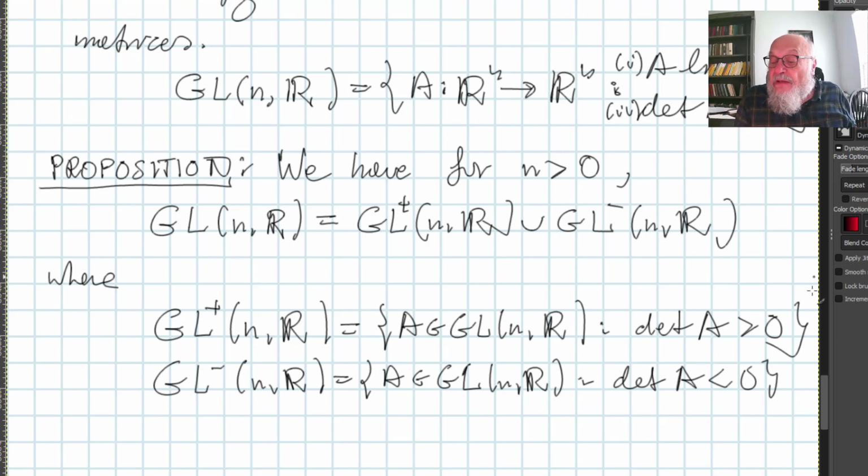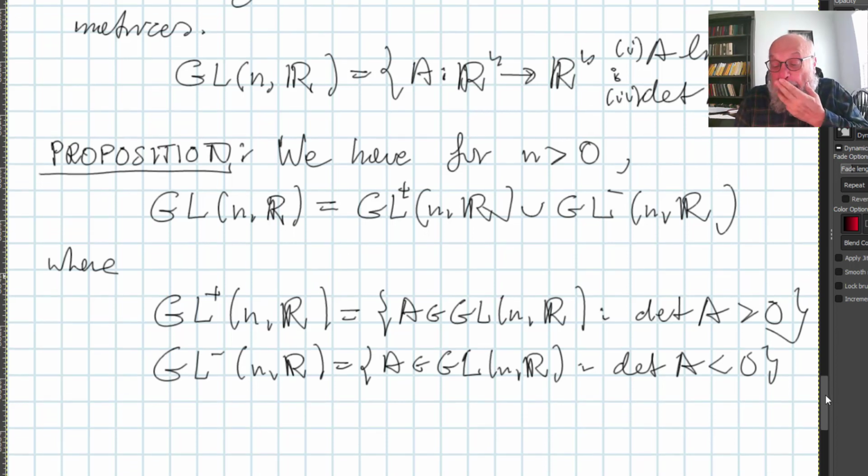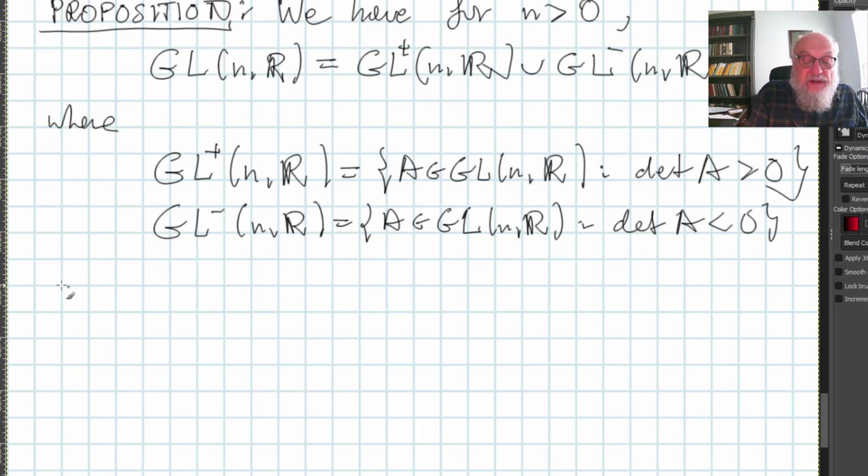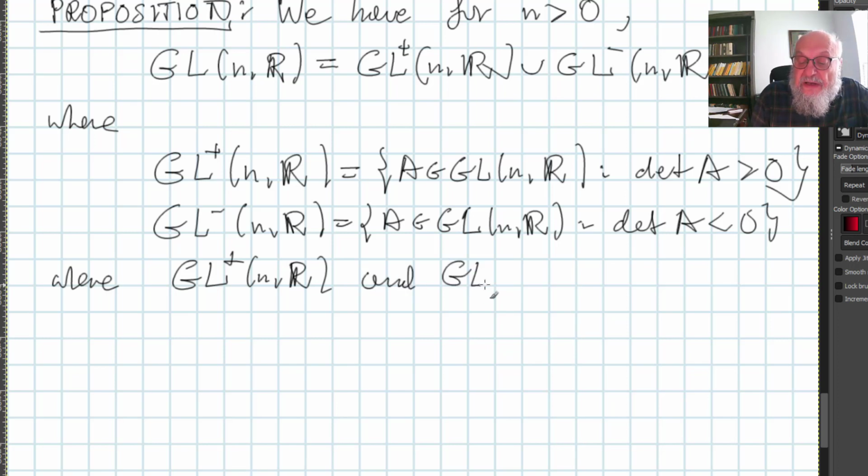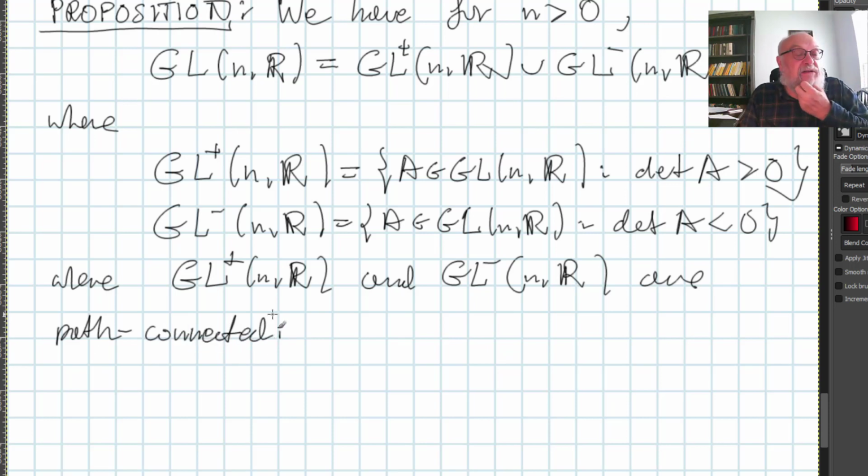There is no need to prove anything here because it comes from the definition of GL(n, R). But the next statement is actually where GL plus(n, R) and GL minus(n, R) are path connected. That's what needs to be proved. Path connected means it is possible to connect any matrix.